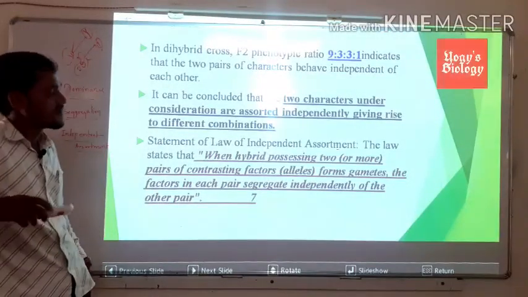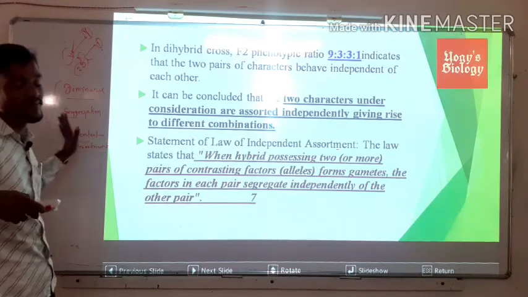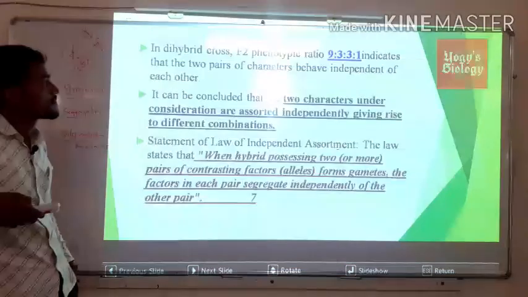So that is the total discussion of dominance, segregation and independent assortment, the laws of Mendel. Okay, thank you.